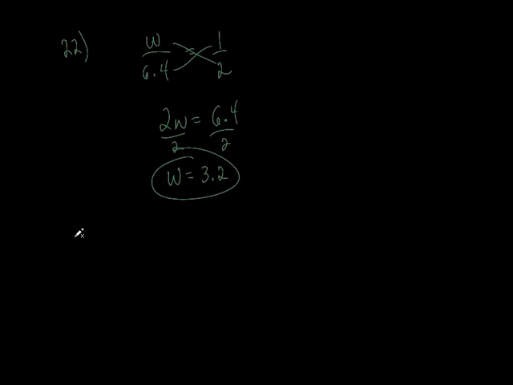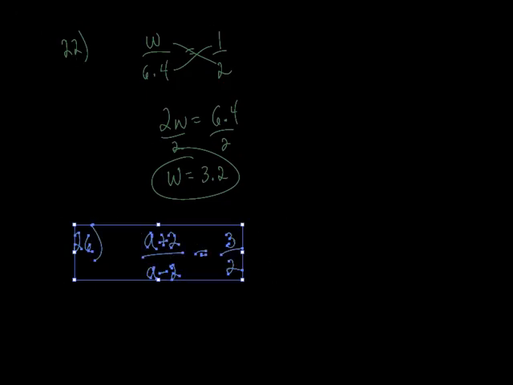Let's do another one with a variable. Let's do 26. All right, let's try this one. This is a plus 2 over a minus 2 equals 3 over 2. Tell you what, let's just jazz this up a little bit and go with a different color.